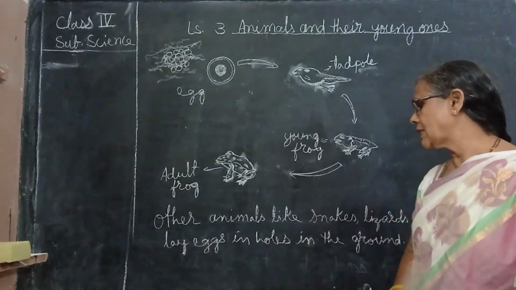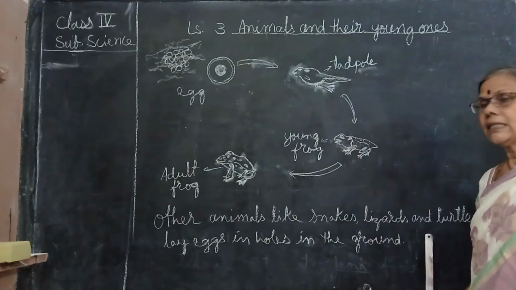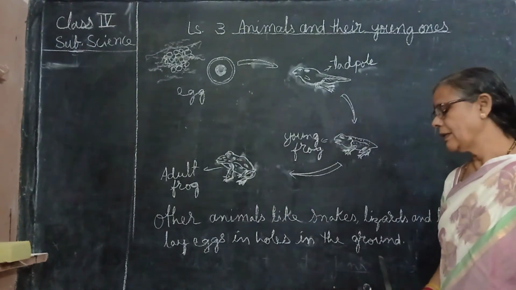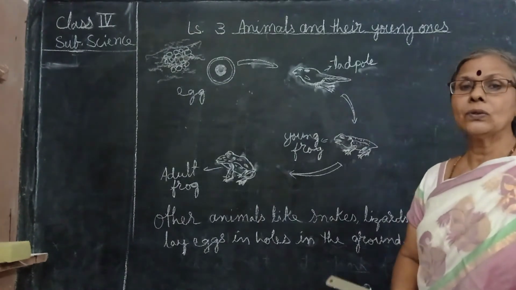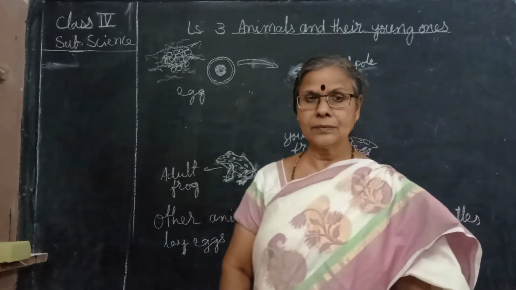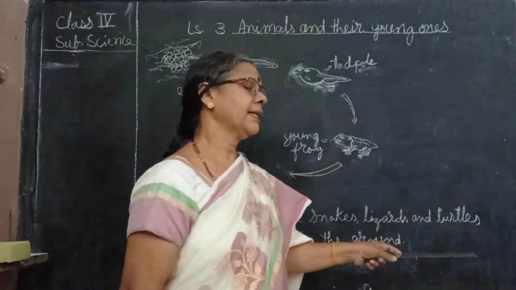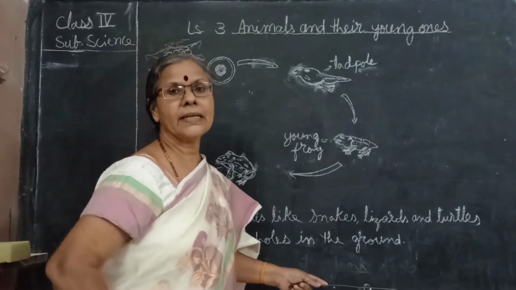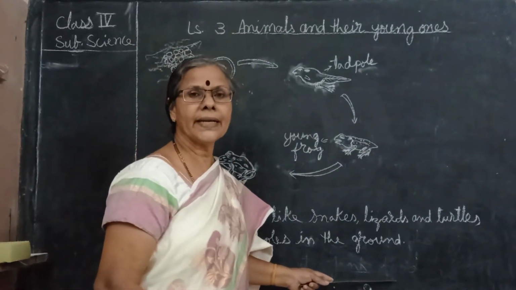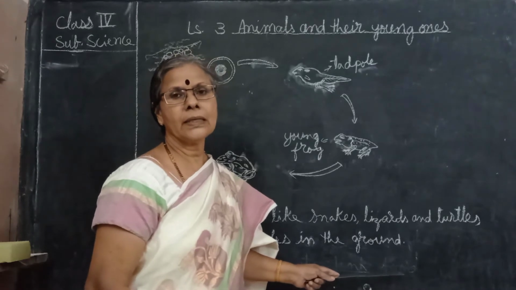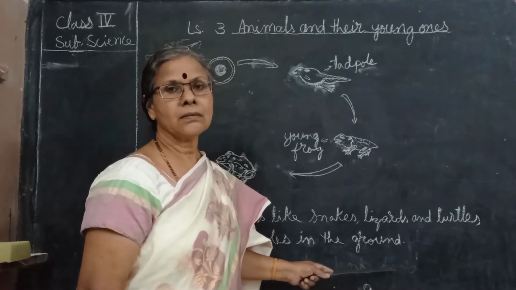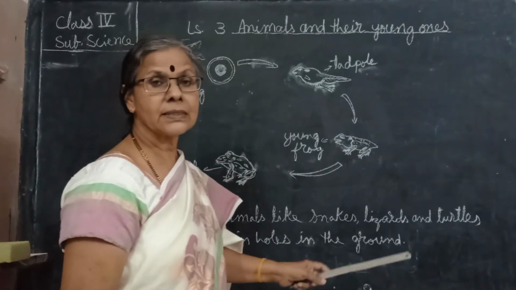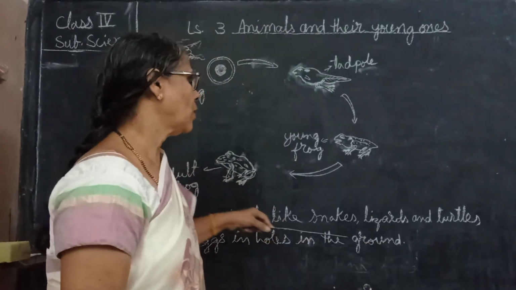The other animals like snakes, lizards and turtles lay eggs in holes in the ground. Turtles also lay eggs in the sand, beach sand. They cover the eggs, and these eggs hatch out when they get warmth from the sun. The baby turtles and baby animals come out.